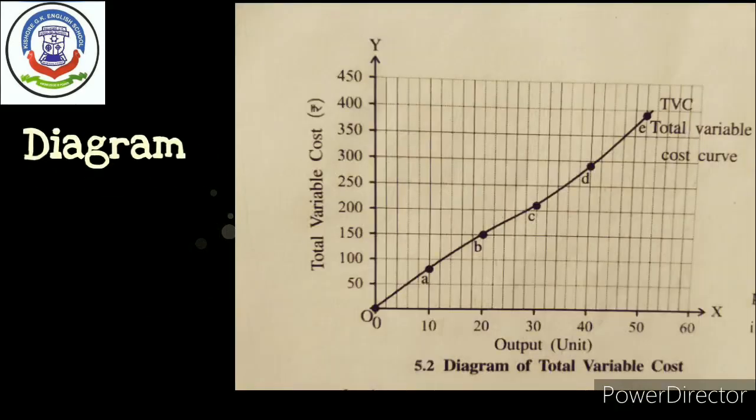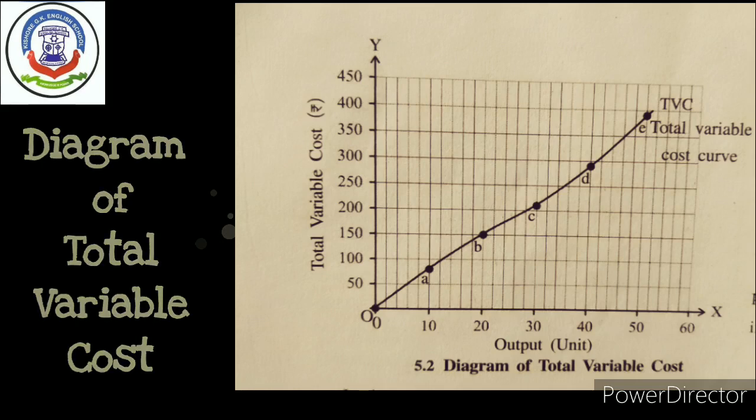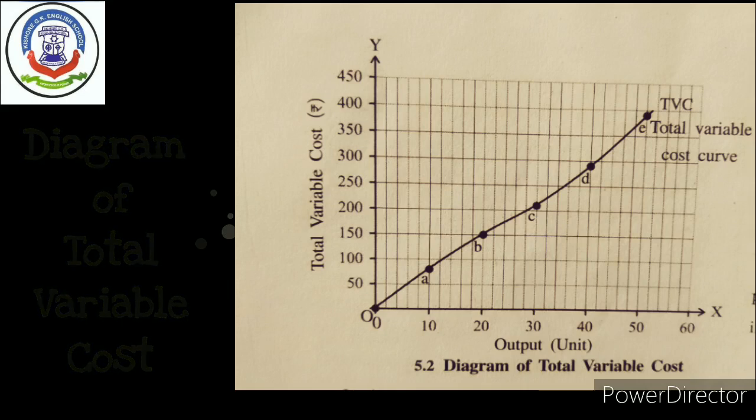Total cost. If total production is more, then total cost is also more. The sum of total fixed cost and total variable cost is equal to total cost. In formula, total cost is equal to total fixed cost plus total variable cost.